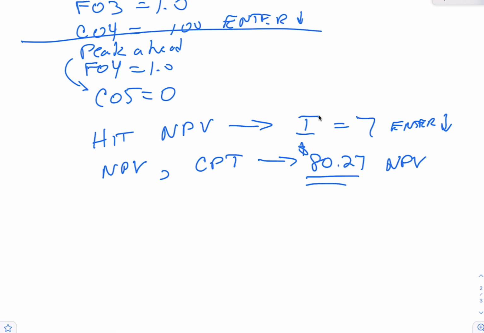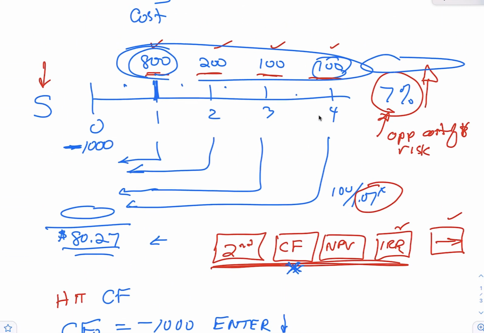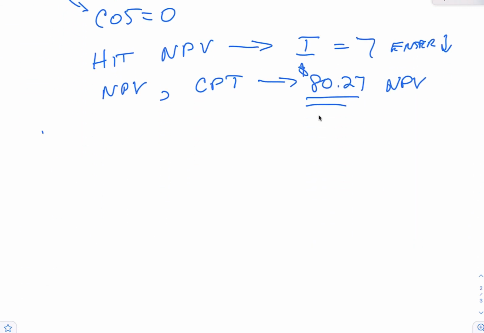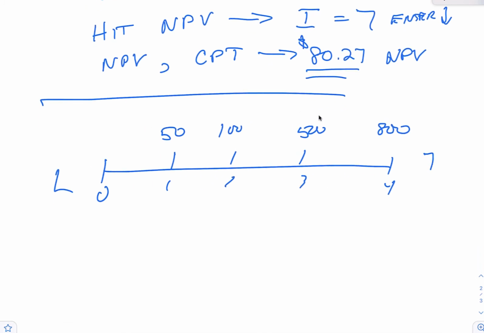That is one project. Let's look at another project similar to this one. The project here is going to be project L, and L is going to mean cash flow comes later. There are 1, 2, 3, 4 periods, and the cash flows in this project will be 50, 100, 500, and then 800. The discount rate will be 7%. The cost will be $1,000.